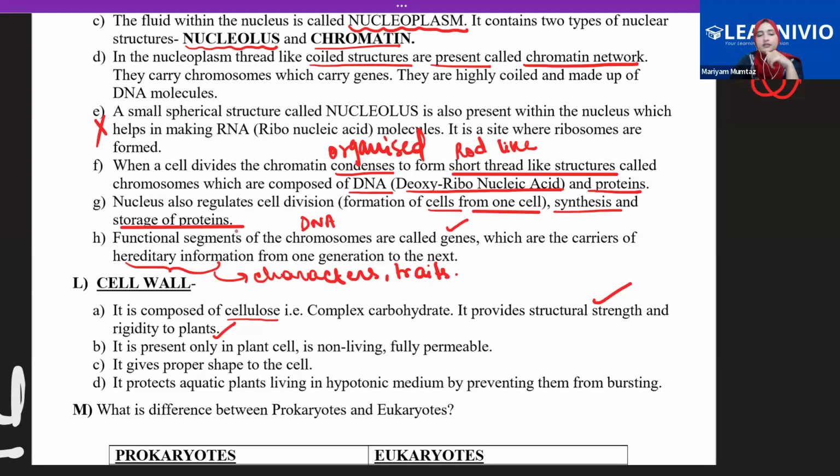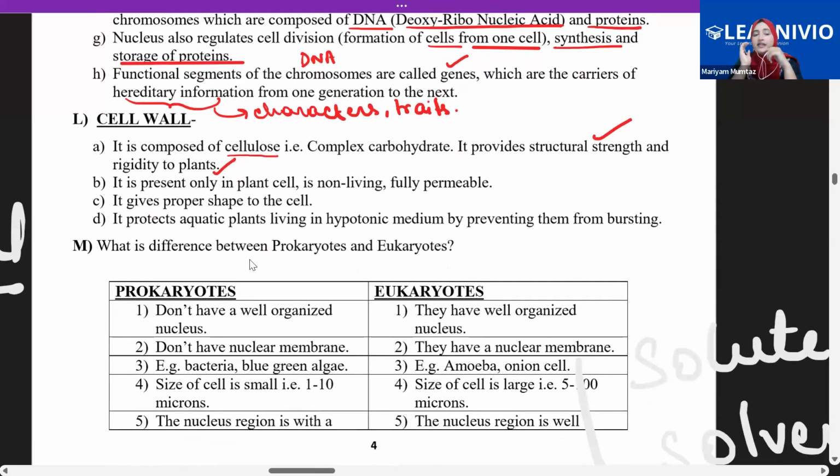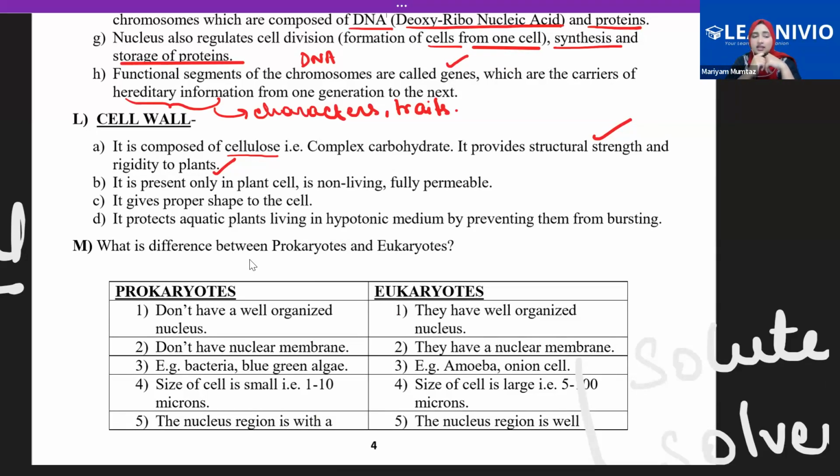Yes, ma'am. Okay, very good. Then comes the cell wall. We have already seen that it is a very rigid layer that surrounds the plasma membrane, right? It provides structural strength and rigidity to the plants. And it is present not only in the case of plant cells. It is also present in bacteria and fungus.